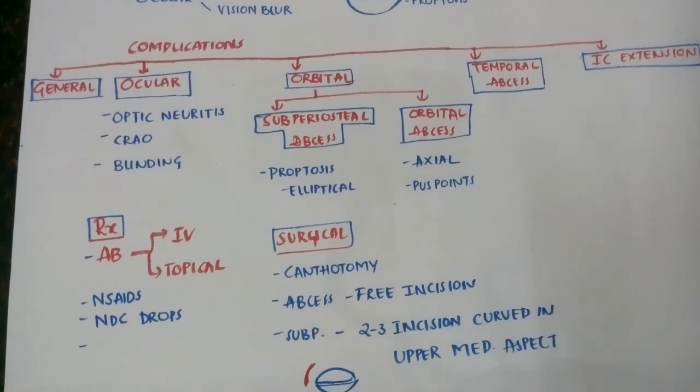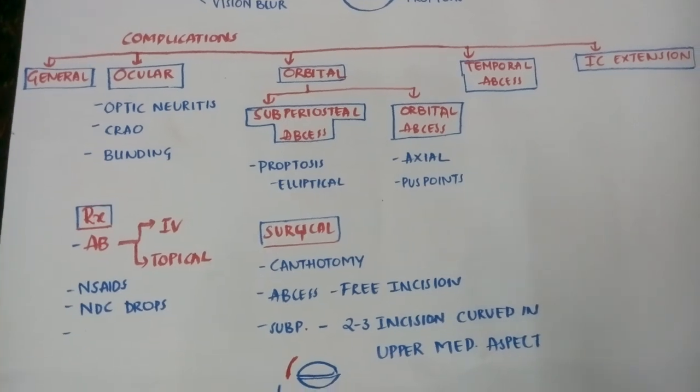If it is caused by H. influenzae, Haemophilus influenzae, clavulanic acid can be preferred. If anaerobes, metronidazole is preferred.